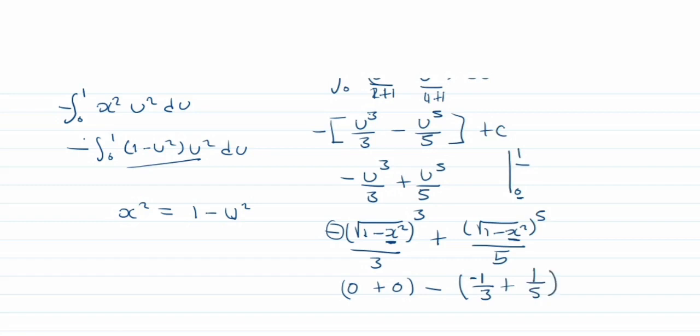Simplifying this, we're going to have negative 1 over 5 over 3 plus 1 over 5. So this will now give us positive 2 over 15 as our final answer. So since when you integrate directly, it gives you area, we can just say unit squared.